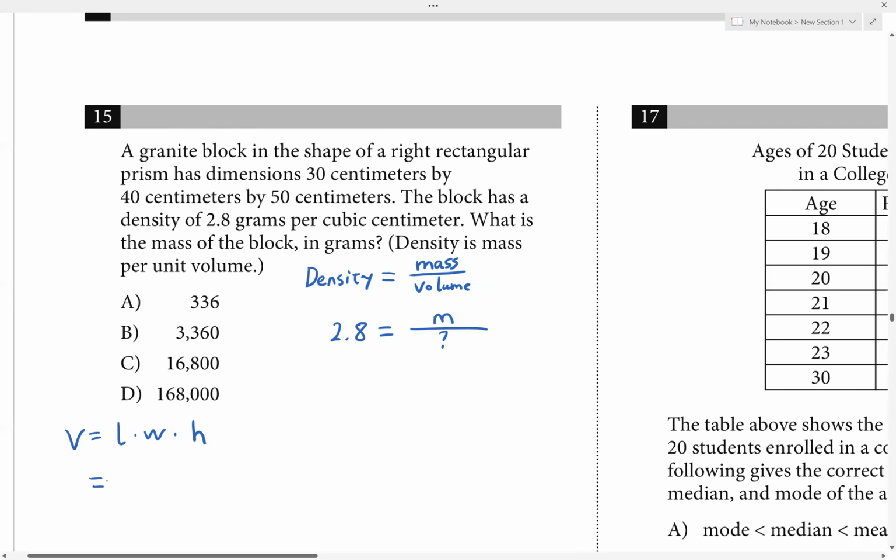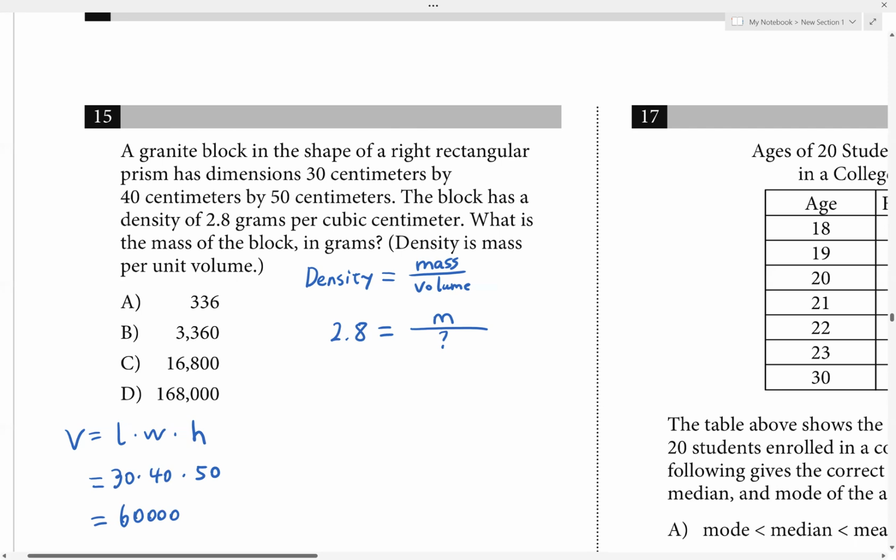So it'd be 30 times 40 times 50. We can type it in the calculator and solve this out. 30 times 40 times 50 is 60,000. Okay, 60,000 for the total volume.